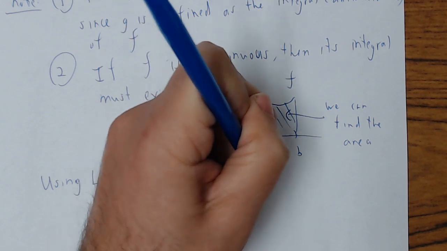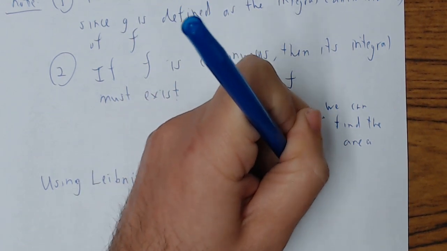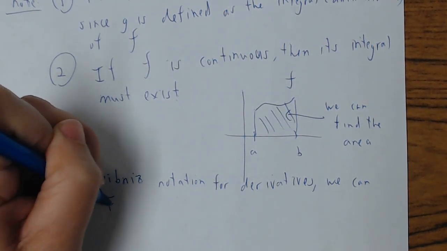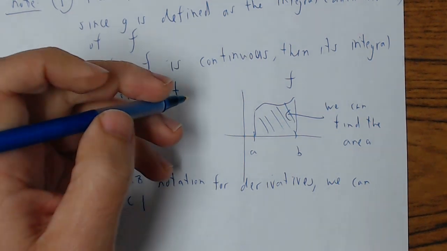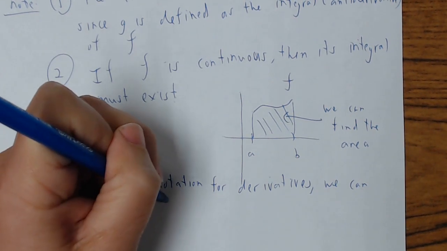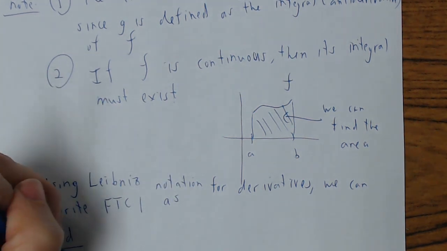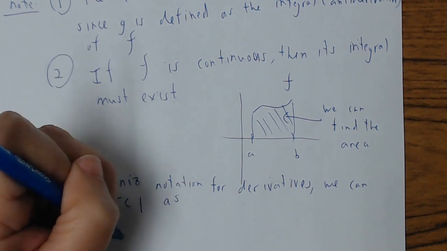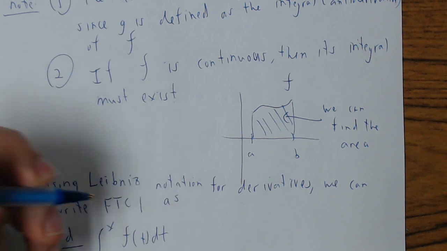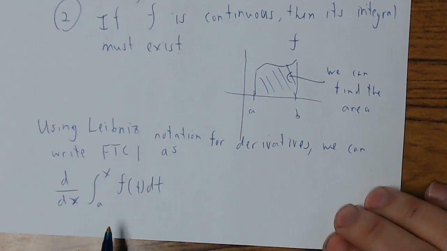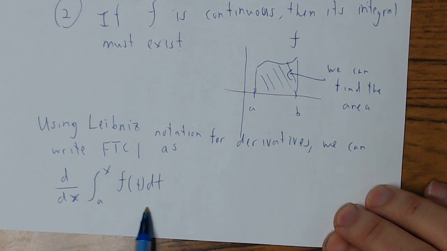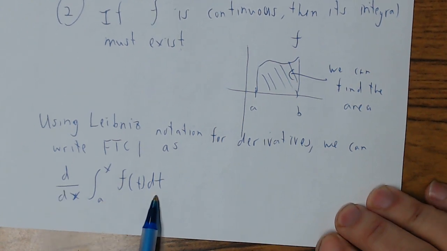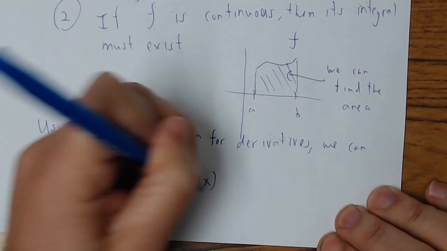So using Leibniz notation for derivatives, we can write FTC part 1 as follows: d/dx of the integral from a to x of f of t dt. Okay, so what is this saying? This is saying find the antiderivative of f, and then whatever the antiderivative of f is, find its derivative. So it takes us back to f of x.